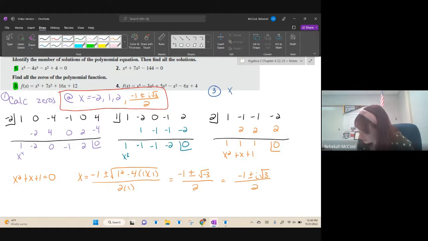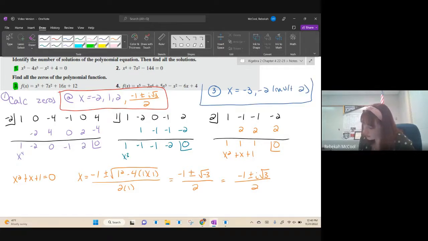So if x is -3, and then also x is -2, and that's the one that has the multiplicity of 2. So that's technically all three solutions. Again, if you don't recognize that, you can get the 2 from the table, divide both of those out, and then set your last factor equal to 0 and get your other solution.